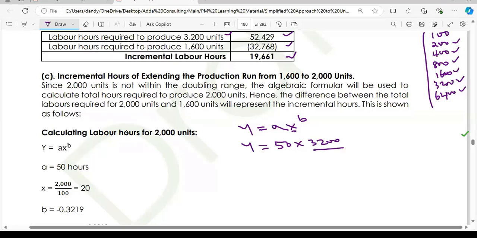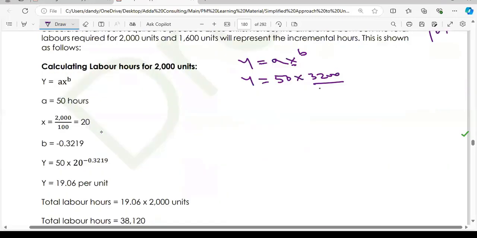3,200 divided by the output in the first batch. The output in the first batch is 100 units. Yes, 100 units is the output in the first batch. This is 100, then raised to power log of learning. We've already done that, which is minus 0.3219.